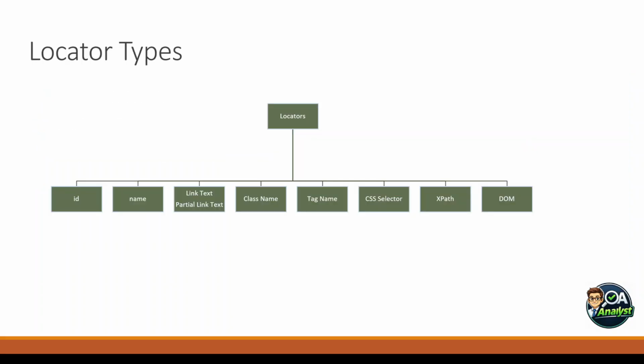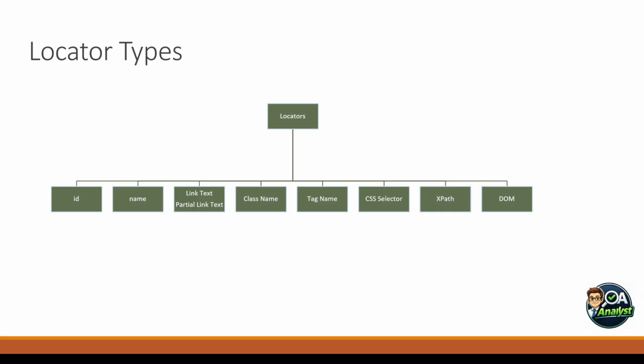Now, the locator types. This is an important slide of today's session. Selenium provides multiple ways to locate elements because not all web pages are designed perfectly. Let's go through each locator one by one. First is the ID. ID is the most reliable and preferred locator. Why? Because an ID should be unique on the web page.